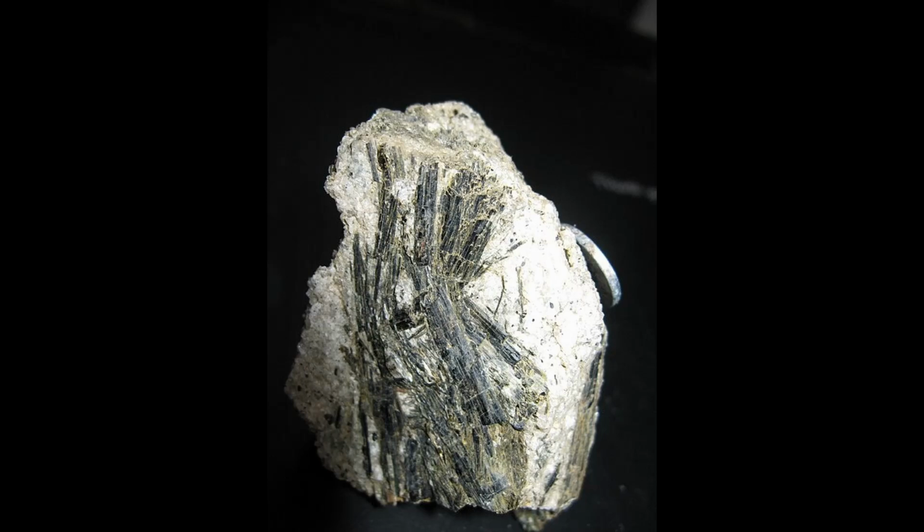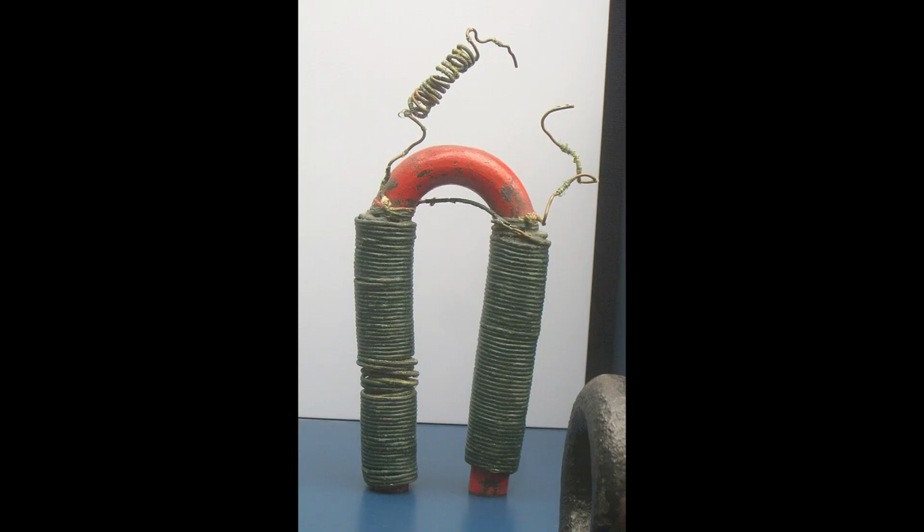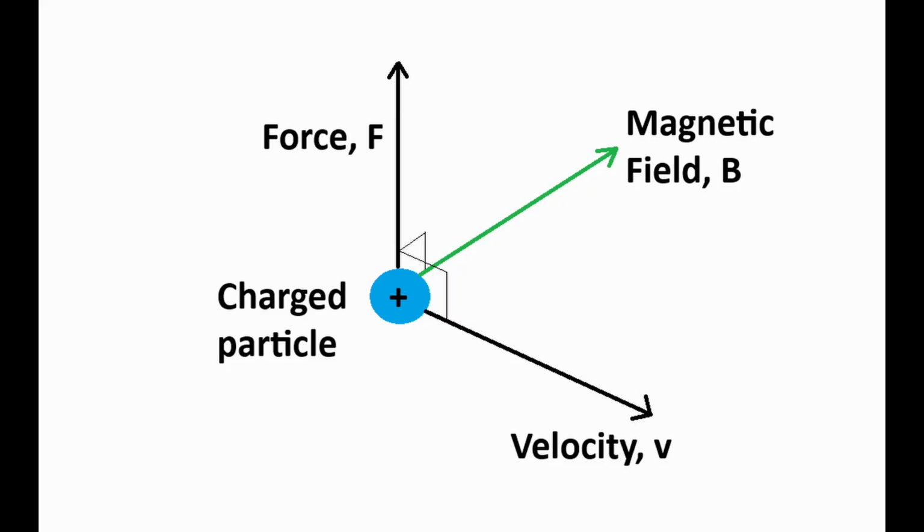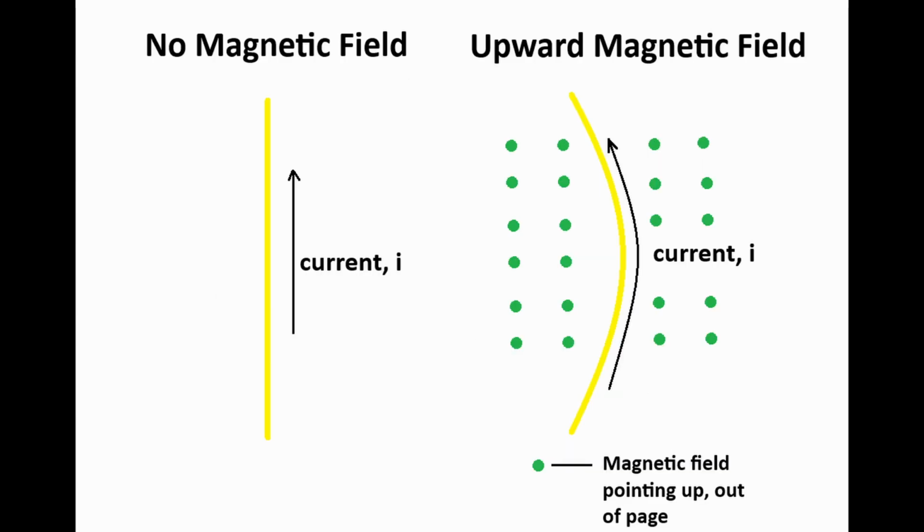Some of these fields are produced from the properties of matter, such as an inherent magnetic field from elementary particles like electrons. We can also generate magnetic fields from moving charges, like the charges in a current-carrying wire. Additionally, magnetic fields induce a force on moving charged particles. This has the effect of bending current-carrying wires in a magnetic field.